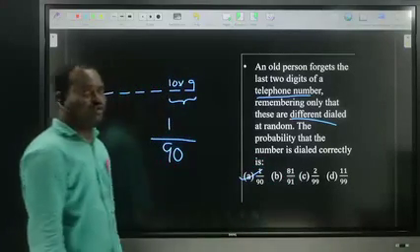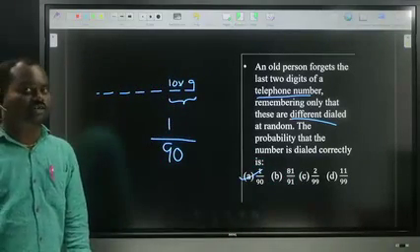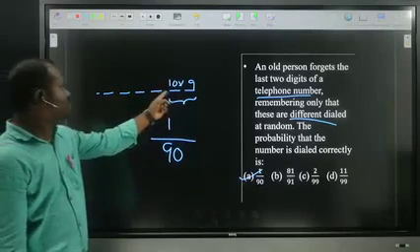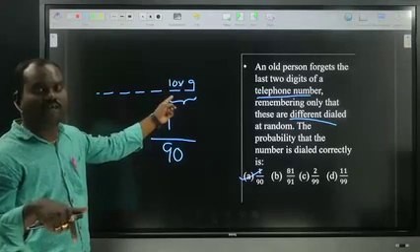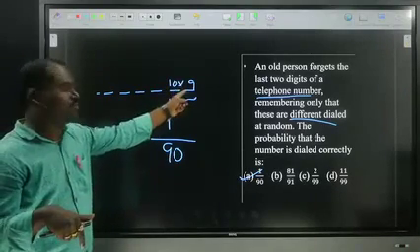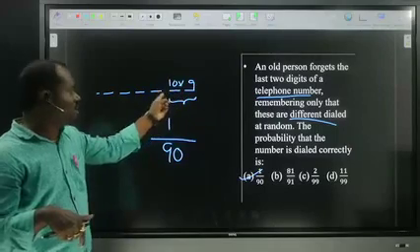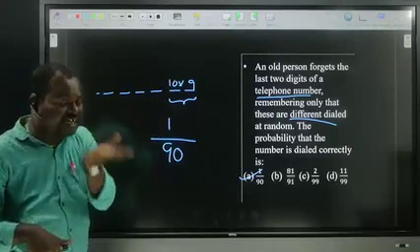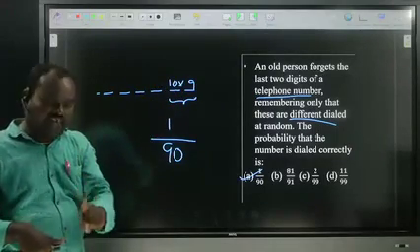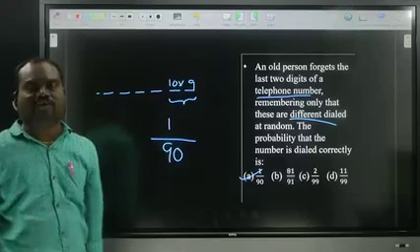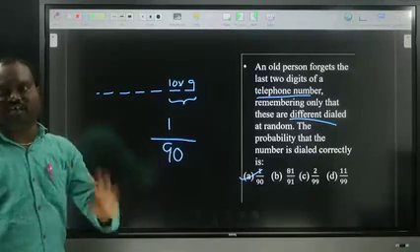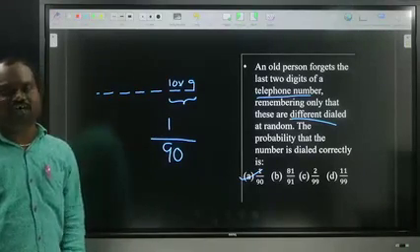Whenever the last two digits are forgotten, for this place 0 to 9, any one, so 10 chances. Not repetition, so 9 chances. 10 into 9, 90 total possibilities will be there. In that any one will be correct, so the answer is 1 by 90. Right?